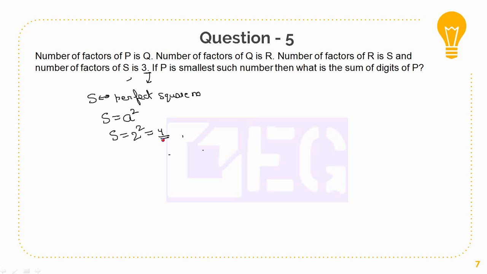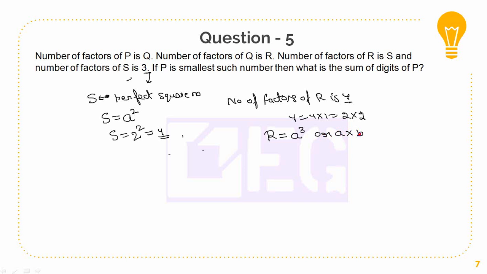Now move to R. Number of factors of R is S. Now we will try to find the minimum value of R. So let's check. Number of factors of R is 4. 4 we can represent as 4 into 1 or 2 into 2. That means R can be represented in the form of A cube or A into B. Both will give us 4 factors.